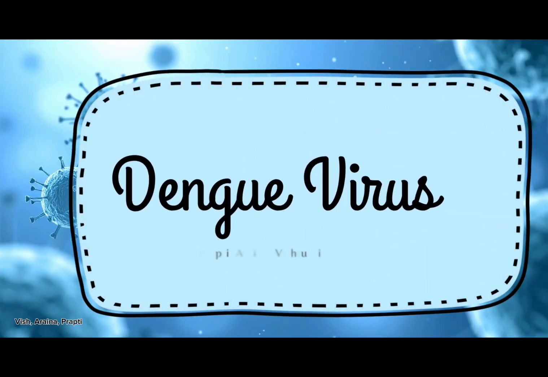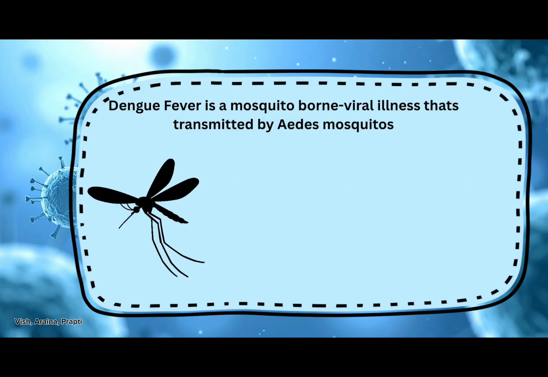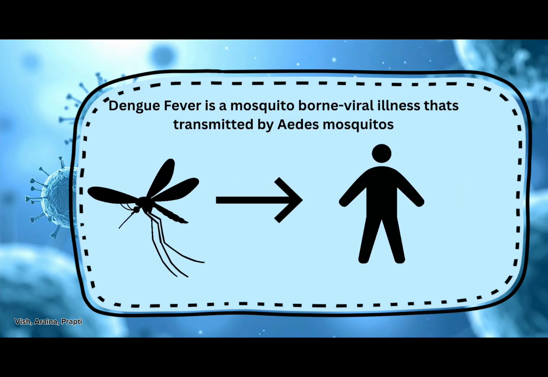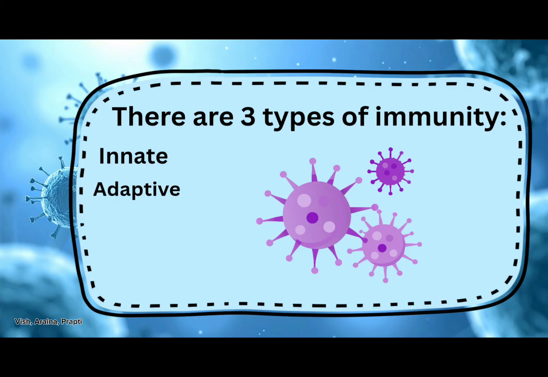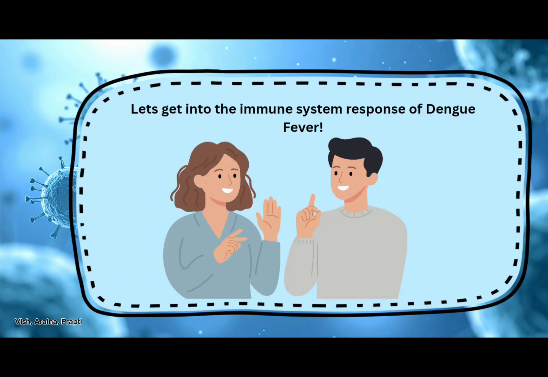What is dengue fever? Dengue fever is a mosquito-borne viral illness that is transmitted by infected mosquitoes to humans. There are 3 types of immunity that the body tries to fight the virus with: innate immunity, adaptive, and the secondary response.